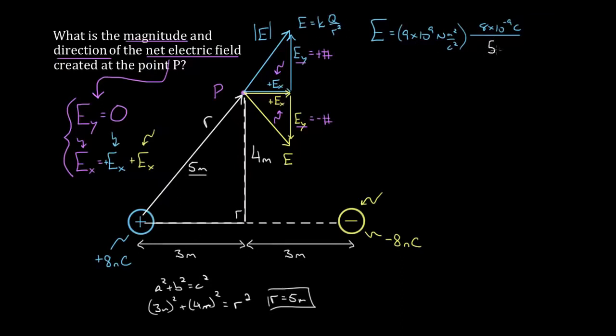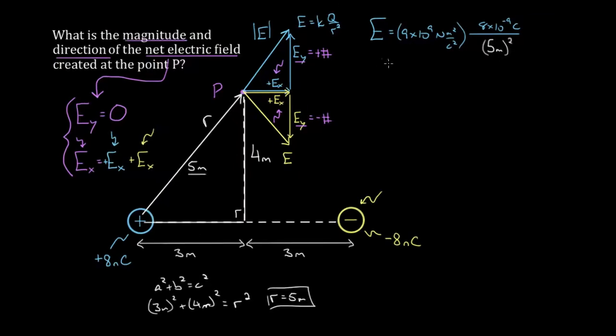So we'll use 5 meters squared, which if you calculate, you get that the electric field is 2.88 newtons per coulomb. This is the magnitude of the electric field created at this point P by the positive charge. So how do we get the horizontal component of that field? Well, there's a few ways to do it. One way to do it is first just find this angle here. So if we could find what that angle is, we can do trigonometry to get this horizontal component.